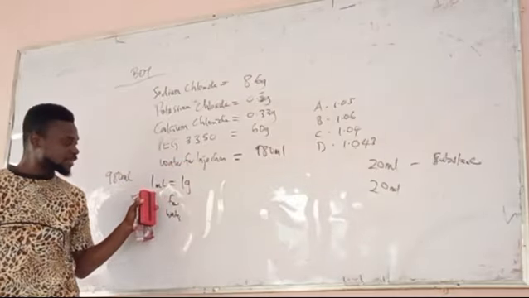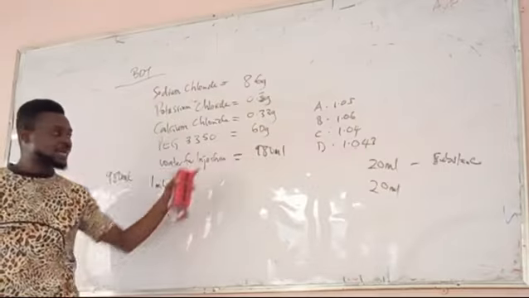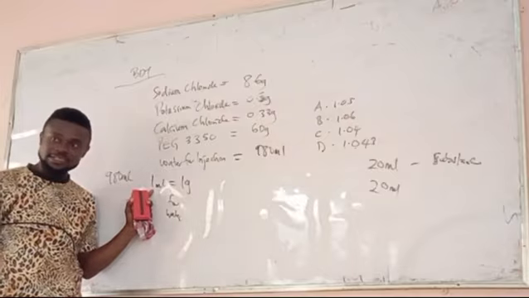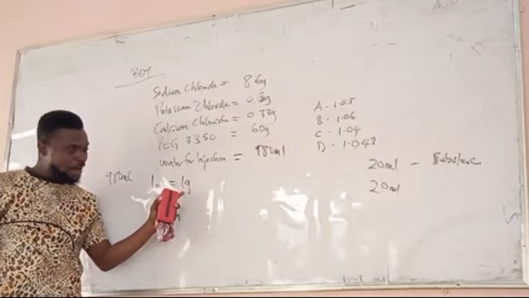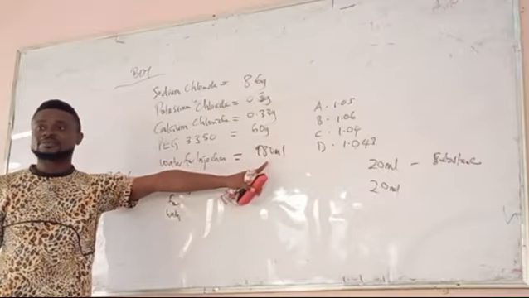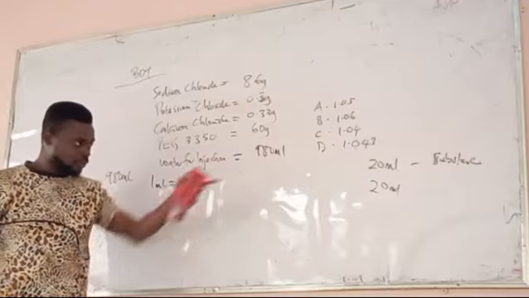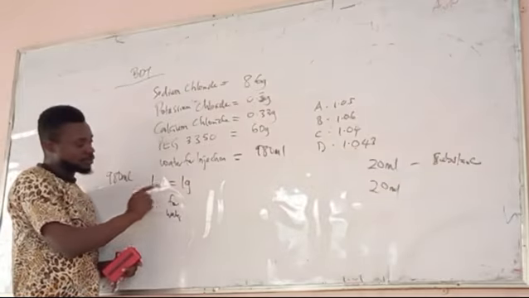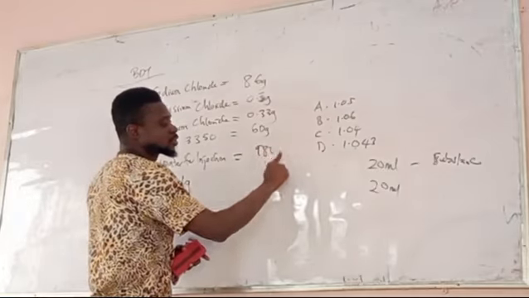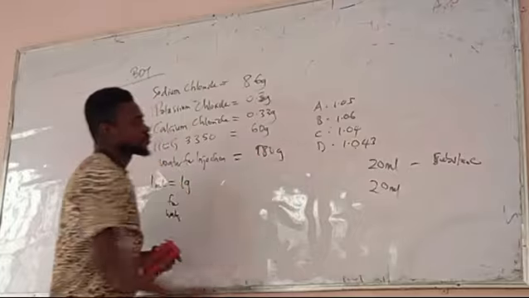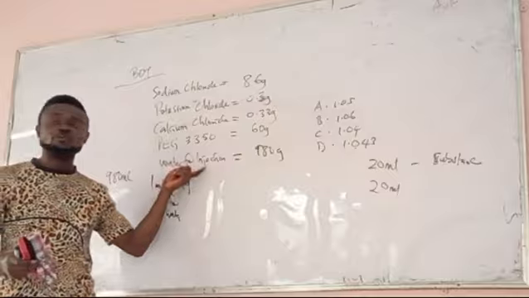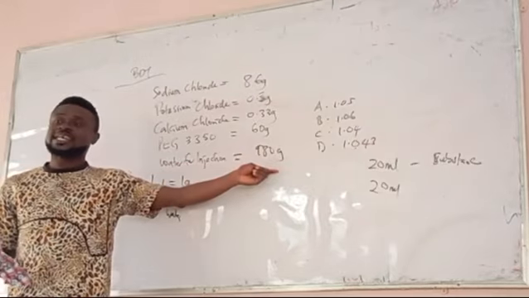If 1 ml of water is settled as 1 gram, so 980 ml of water is settled as what? 980 gram, not milligram, because 1 ml is 1 gram. So we have succeeded in converting the volume of water for injection to 980 gram.